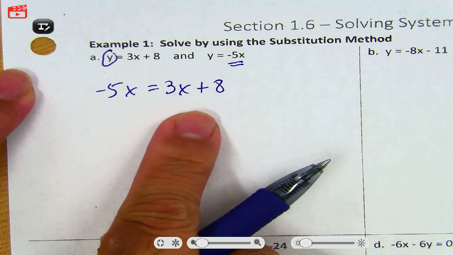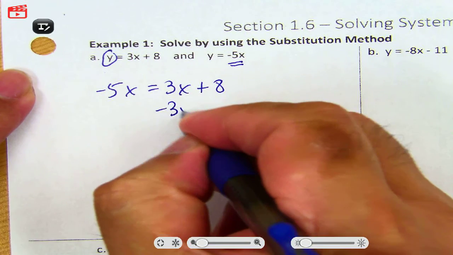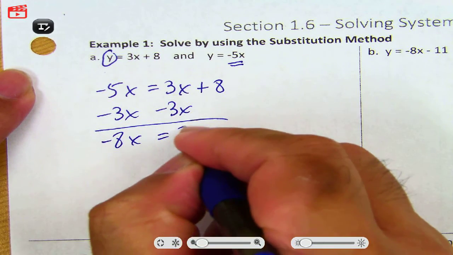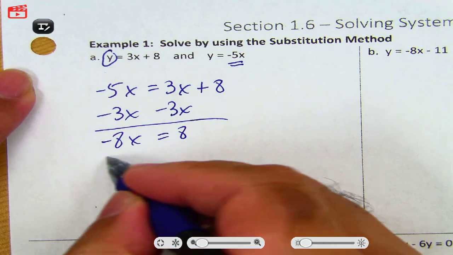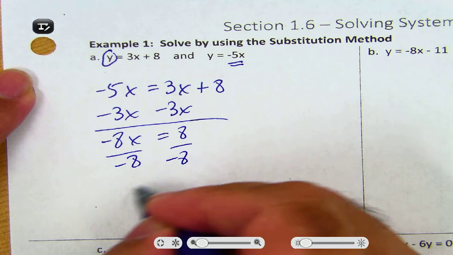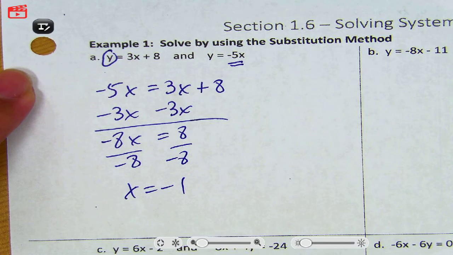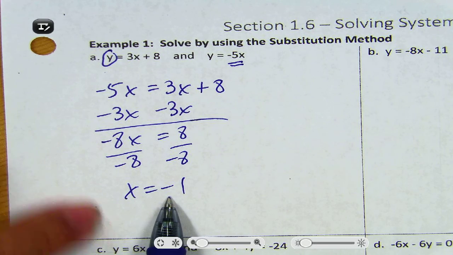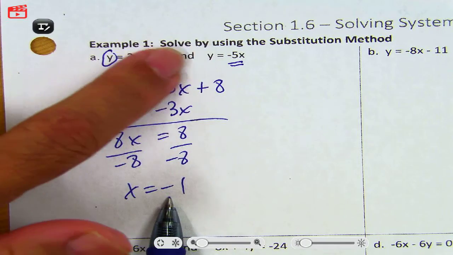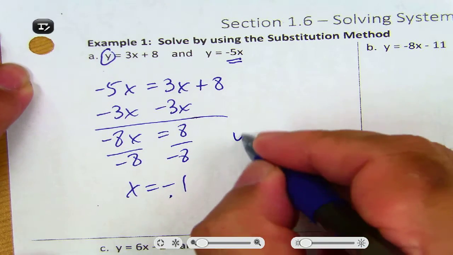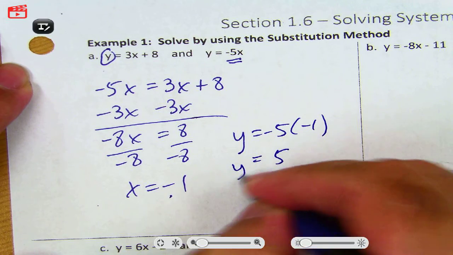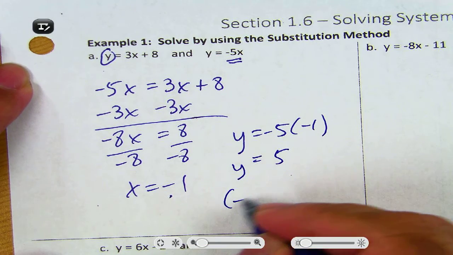So solve this for x, so I'm subtracting 3x from both sides. Divide by negative 8. And I get x equals negative 1. Now I take the x equals negative 1 and plug it into either equation. Let's use the simpler one. So I'm going to do y equals negative 5 times negative 1, which would be positive 5. So final answer, negative 1, 5.